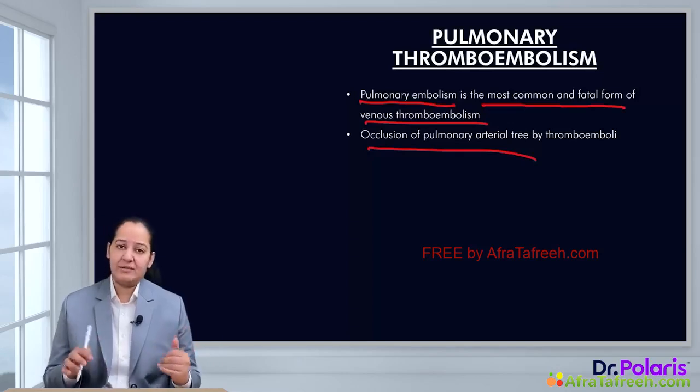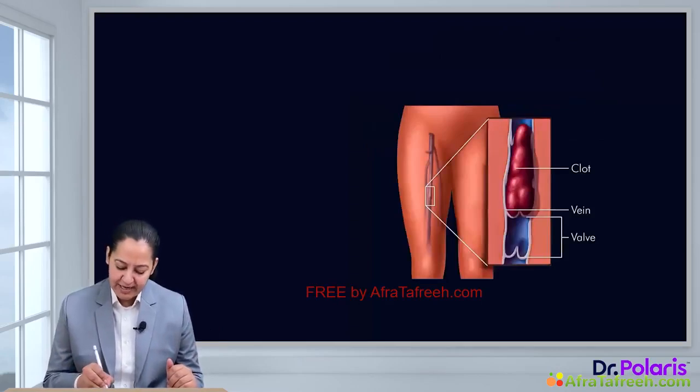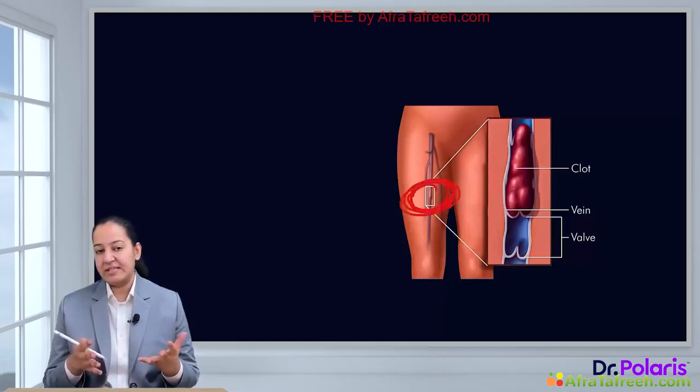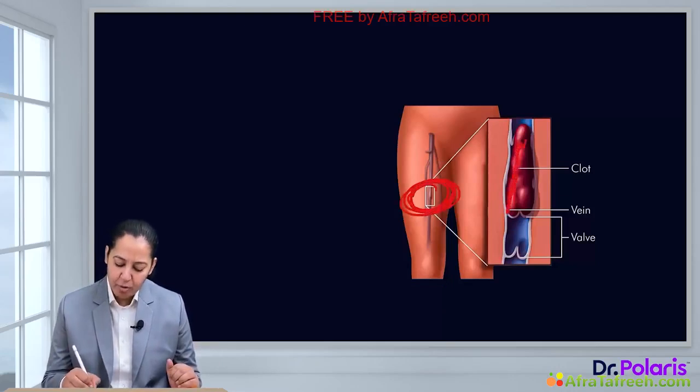All the veins drain into the SVC and IVC, and from there the complete route leads to the lungs. So you can appreciate this is the leg vein. Start from the leg vein. Inside the leg vein there is stasis and hypercoagulability that lead to thrombus formation. So please appreciate there is a thrombus in the leg vein.